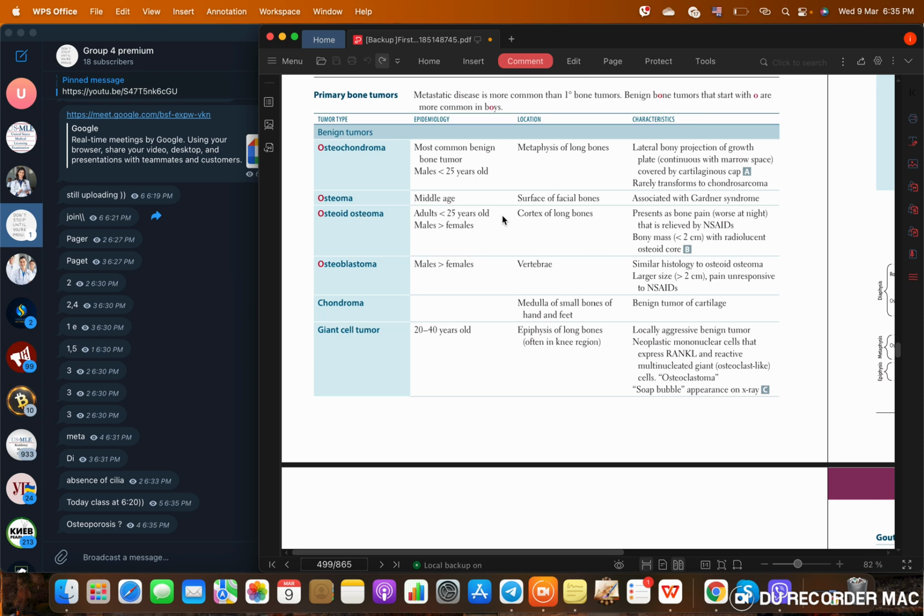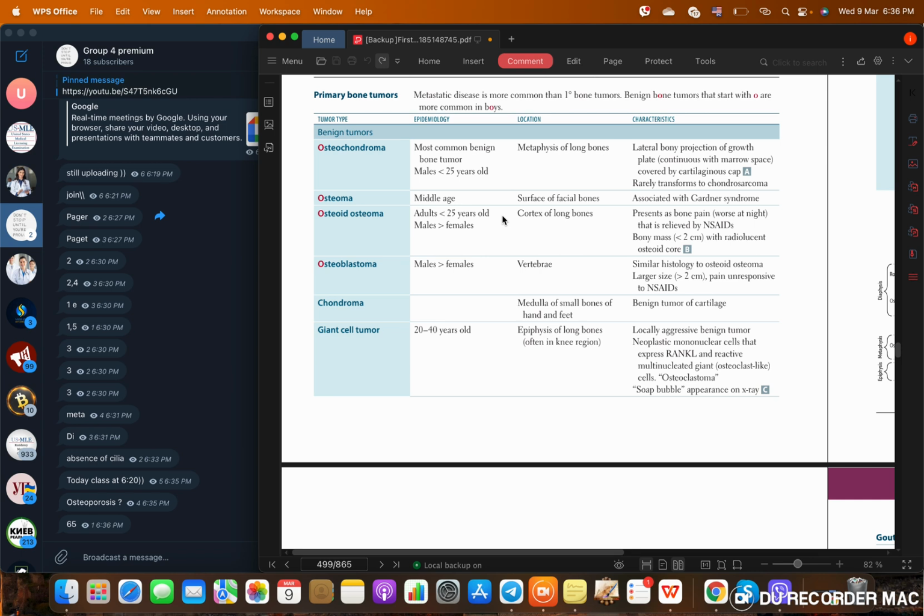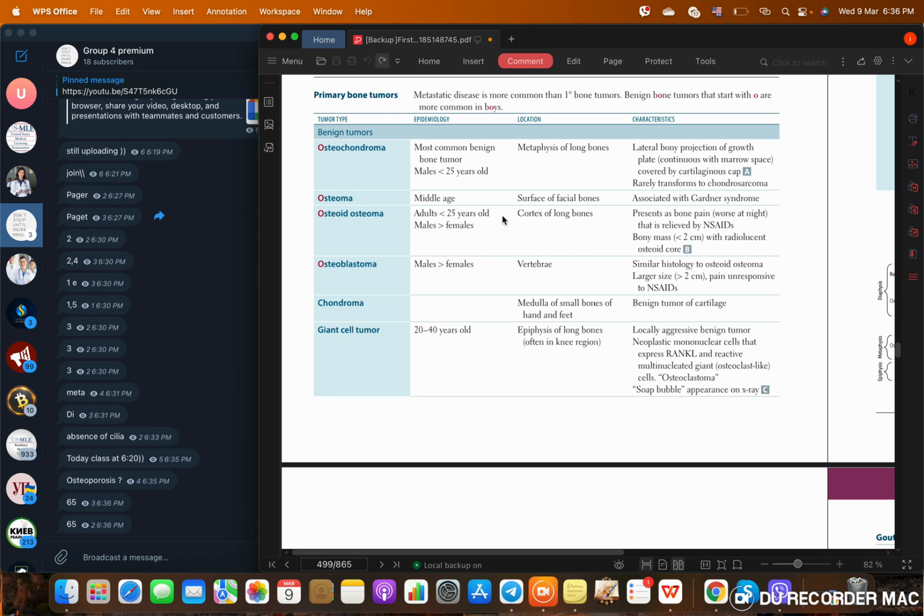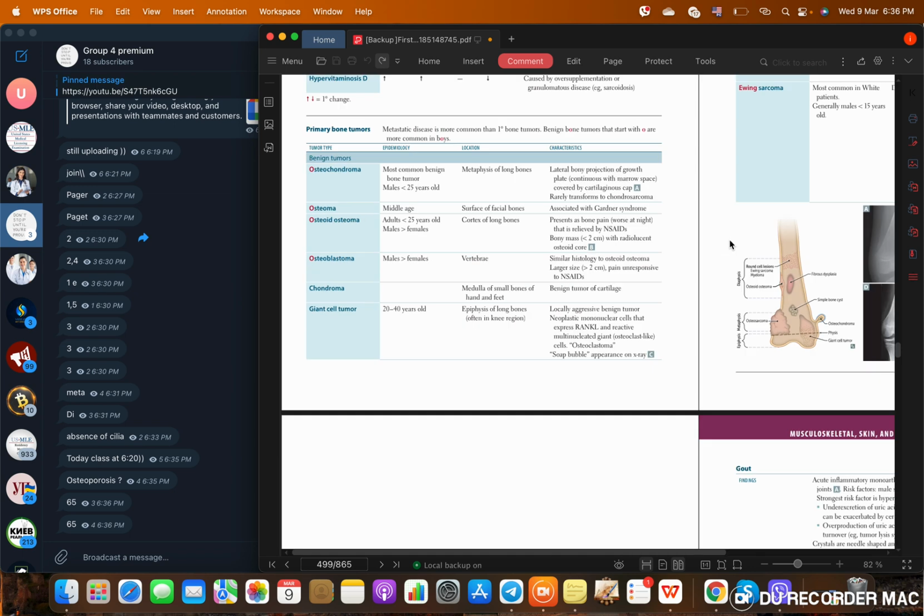So with the young age, you cannot think about osteoporosis. In osteoporosis, you only think about it if somebody is of age. Which age did we speak about regarding osteoporosis? Yes, 65 plus. The next thing they say: the bone mass is going to be less than 2 centimeters, and it's radiolucent. So osteoid core, let's take a look at that.